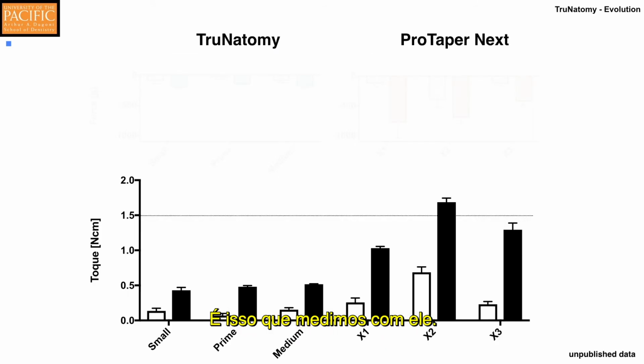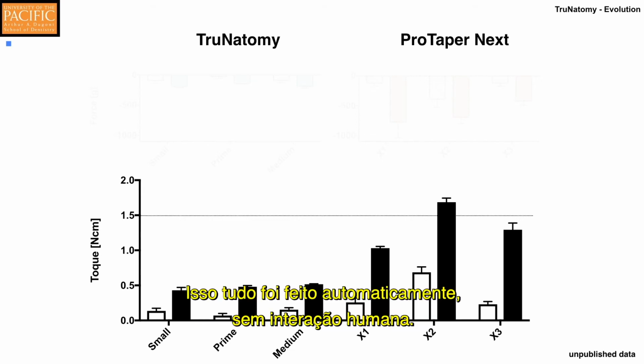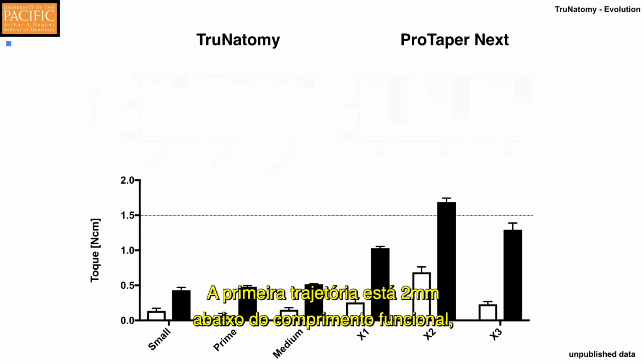And what we measure with this is, for instance, this. Okay? This is torque during work, during instrumentation. And what we see here is on your left is TruNatomy, on the right is ProTaper Next. And obviously, the bars are of similar height. The black bars is the second pass. The first pass in the program, this is all done automatically. There's no human interaction. The first pass is 2 millimeters short of working length, and the second pass with 1, 2, 3 insertions goes to working length, right?